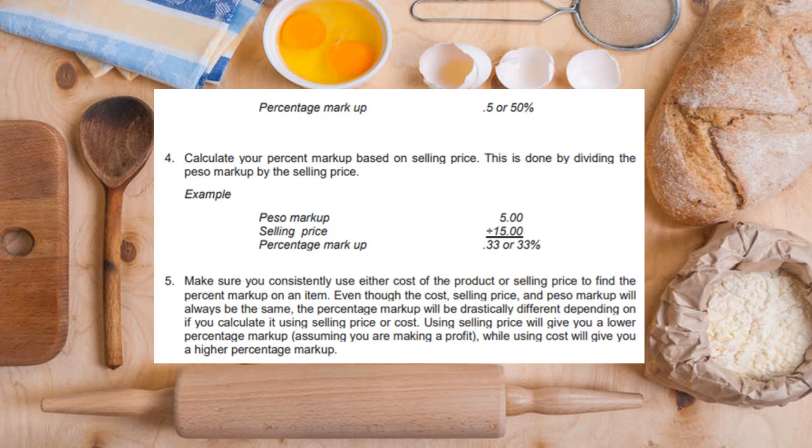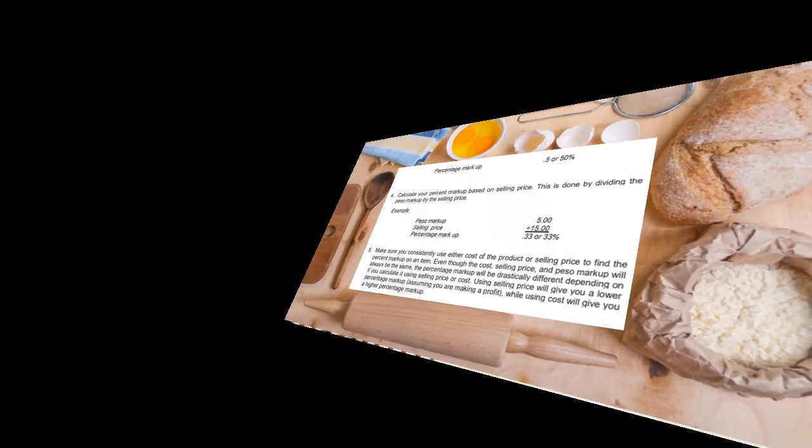Make sure you consistently use either cost of the product or selling price to find the percent markup on an item. Even though the cost, selling price, and peso markup will always be the same, the percentage markup will be drastically different depending on if you calculate it using selling price or cost. Using selling price will give you a lower percentage markup, assuming you are making a profit, while using cost will give you a higher percentage markup.